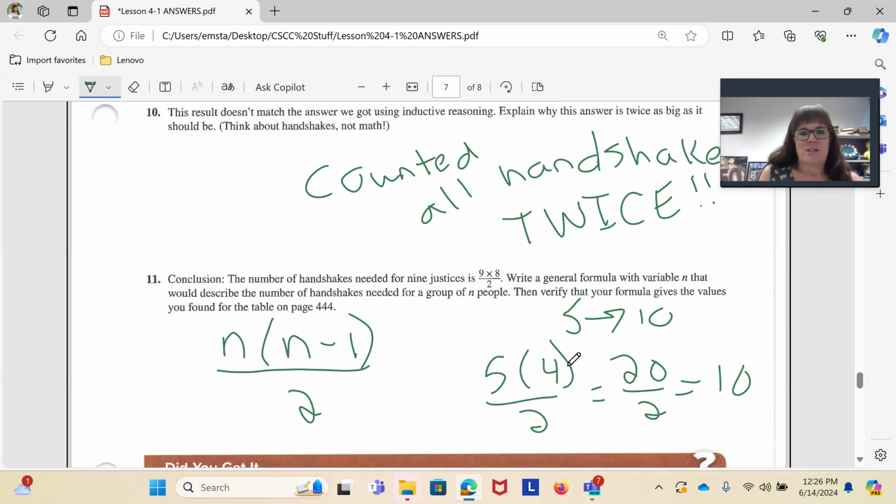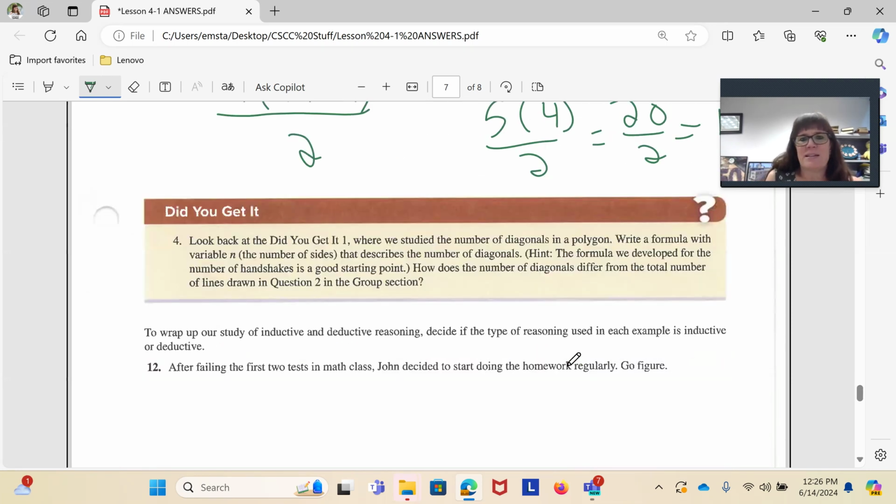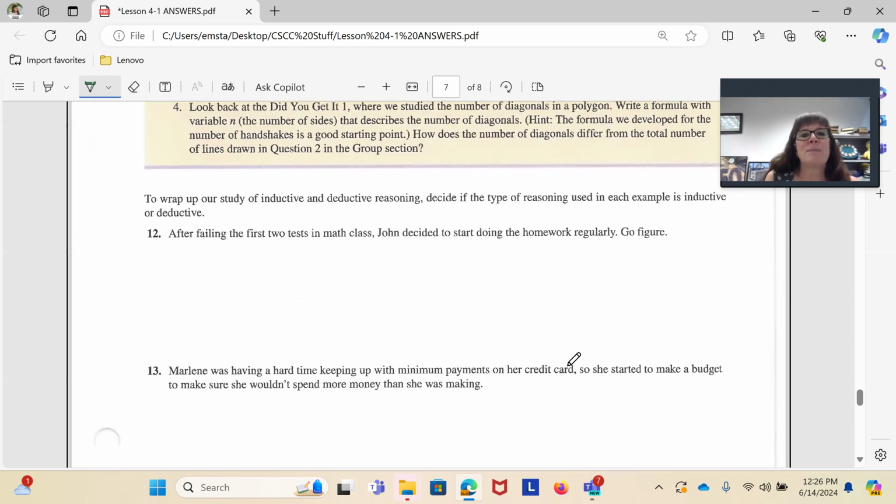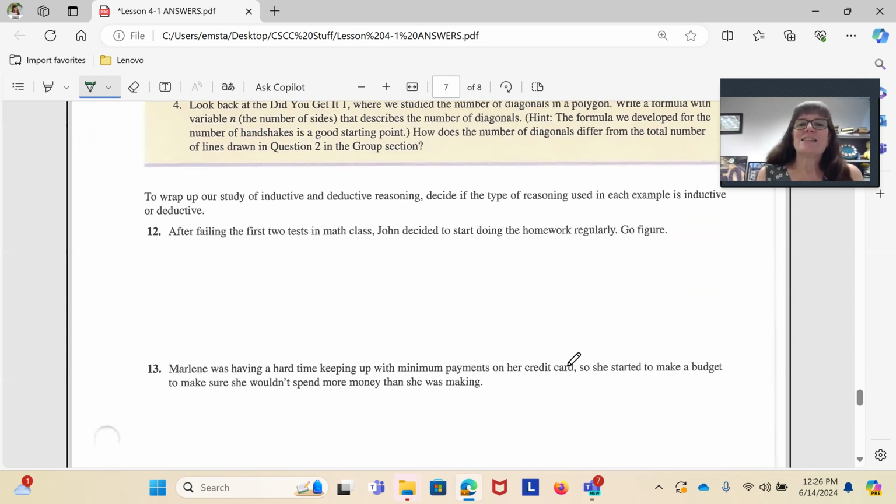All right, we have just a couple more problems left in the very last section of our work, to wrap up our inductive and deductive study, to decide if the type of reasoning is inductive or deductive. So after failing the first 2 tests in a math class, John decided to start doing the homework regularly. Is that inductive or deductive?